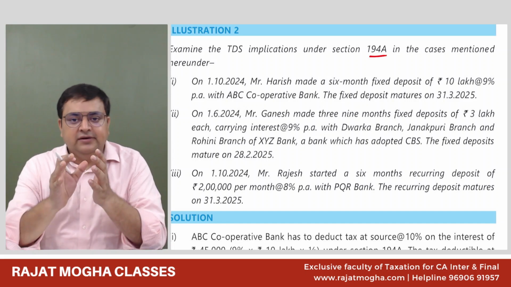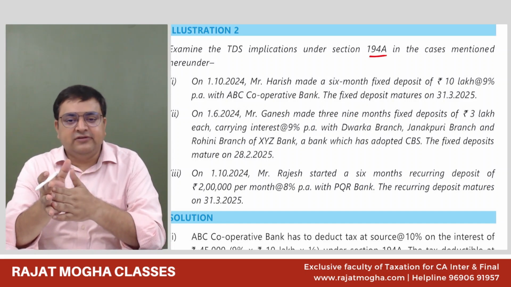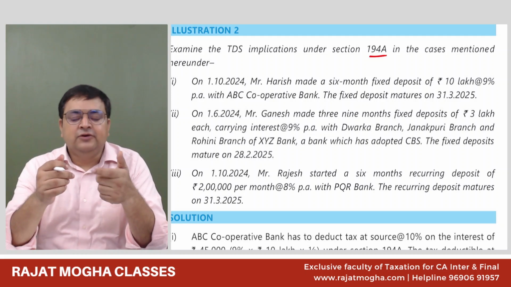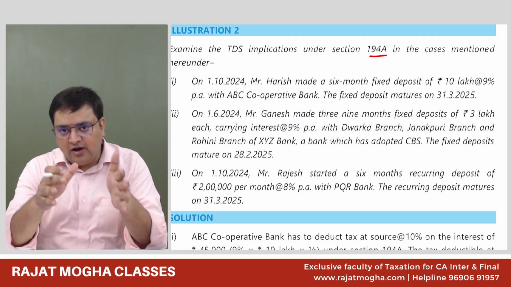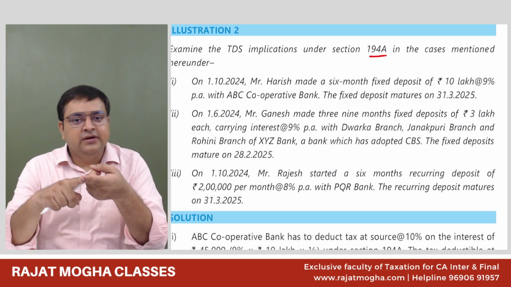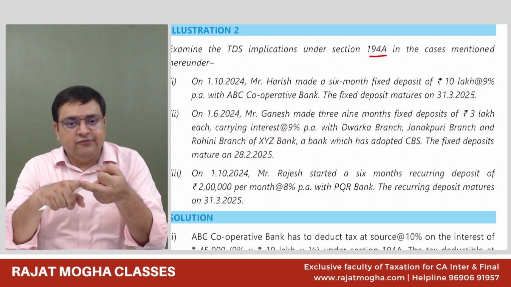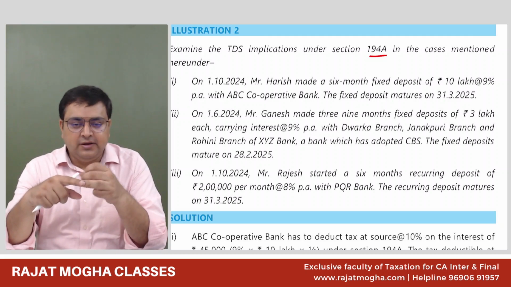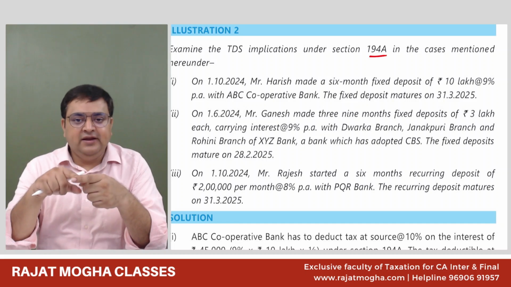So the bank, when they will be giving this interest to him, will be deducting TDS, since this amount is more than 40,000 rupees. So how should you write it? Your answer should have the threshold limit. Your answer should have the rate of TDS, and your answer should have the amount of TDS also.